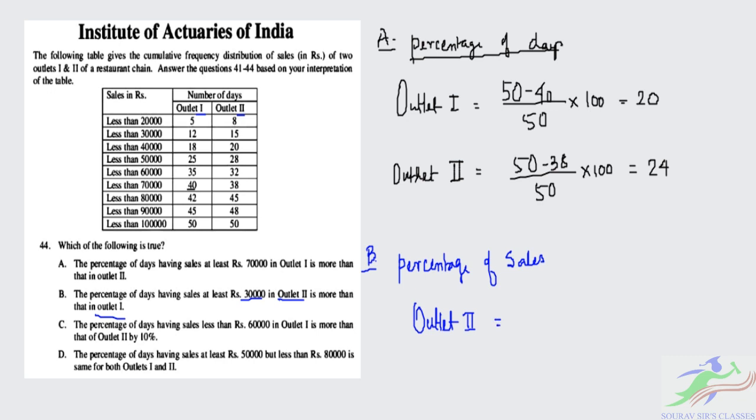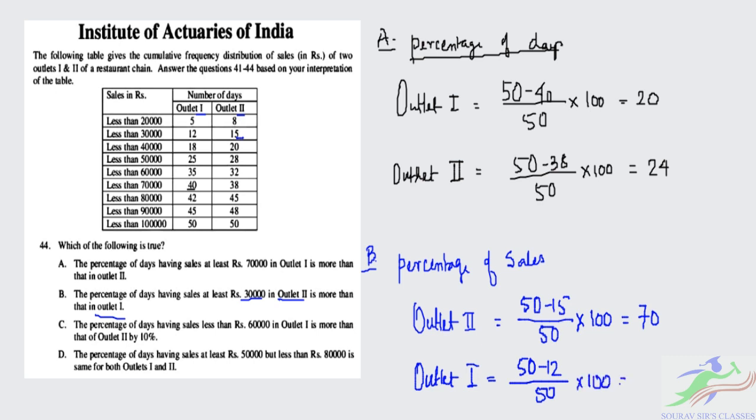So outlet 2 is equal to, having less than 30,000, at least 30,000. So here it is at least 30,000, the number of days is 15, so 50 minus 15 by 50 into 100, right? So it is going to be 35 into 2, that is 70, and the percentage of days in outlet 1, that is going to be 12, so it is 50 minus 12 by 50 into 100, which is going to be 76, right?